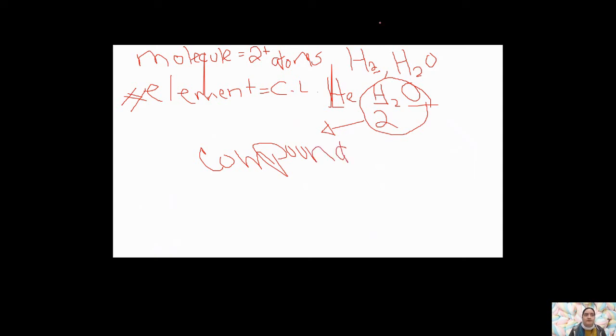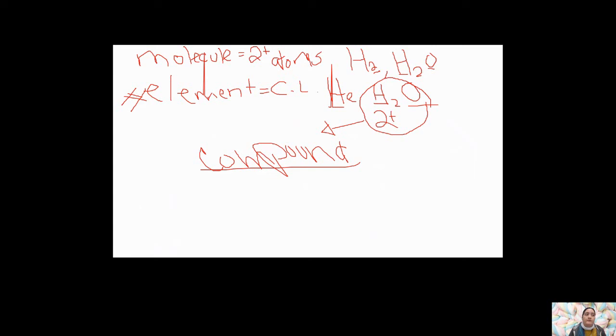So yes, H2 is a molecule, but it's not a compound because it only has 1 capital letter. H2O is a molecule and it's also a compound because it has 2 capital letters. So 2 or more capital letters is a compound.